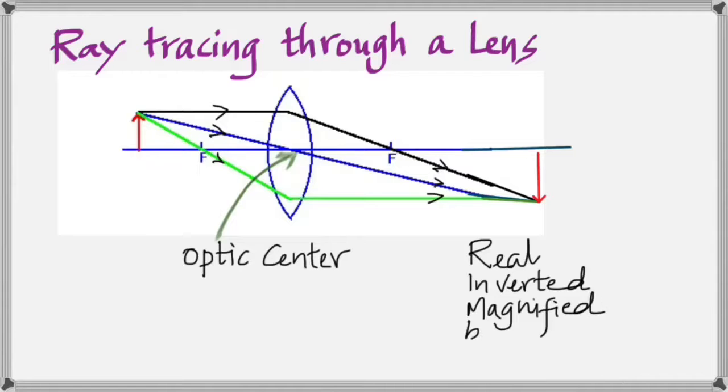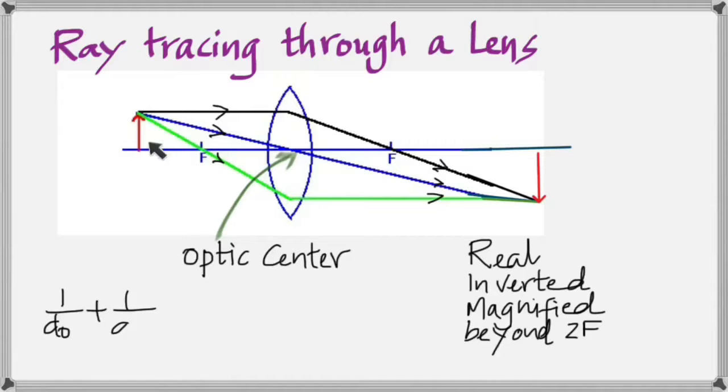It's real, it's inverted, magnified, and it's actually beyond twice the focal length. Why did I say twice the focal length? Because you see, if that is the focal length, twice the focal length would be somewhere here, isn't it? Which would be the radius, remember? Because radius is twice the focal length. And this is gone even beyond 2 times the focal length, okay.